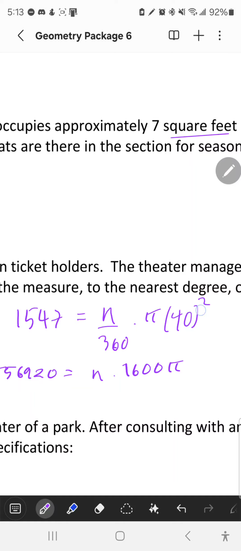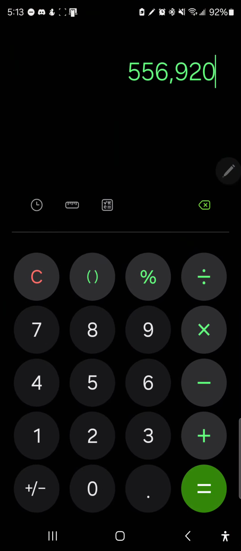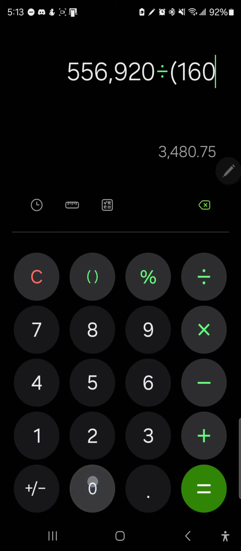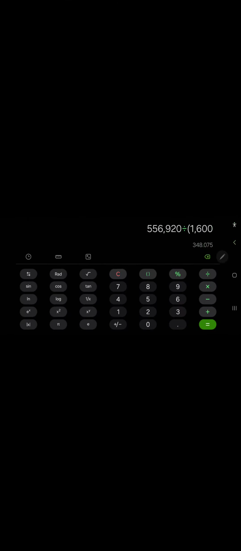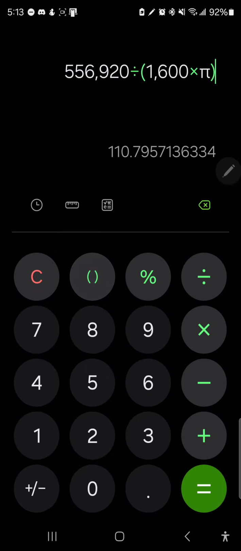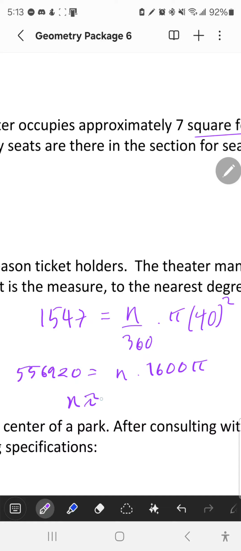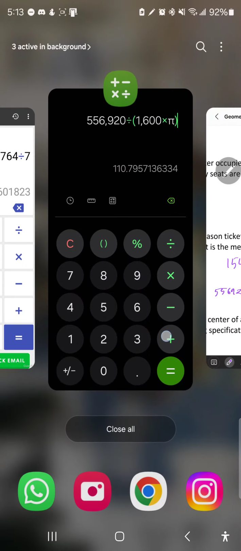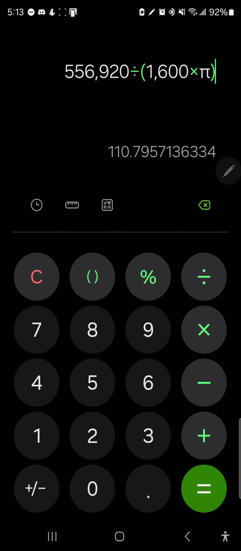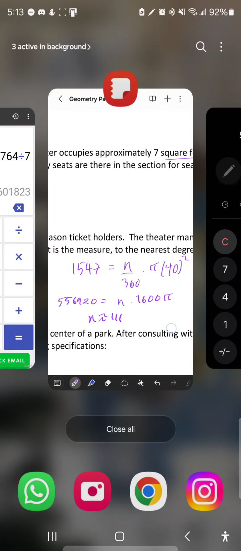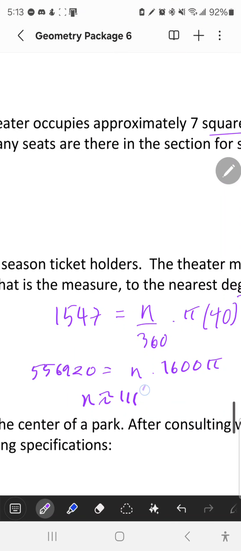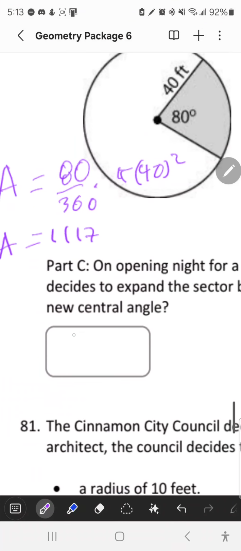Now I can divide both sides by 1600 pi. So divide by 1600 pi. So this is approximately 111. So the angle will be approximately 111, because 7 is greater than 5, so we add 1 to the one before. 111 degrees. And that's our answer.